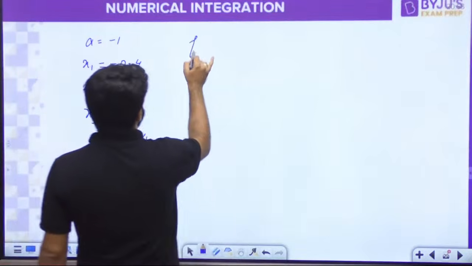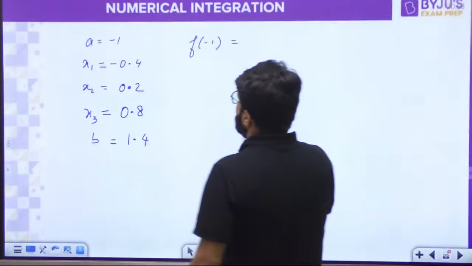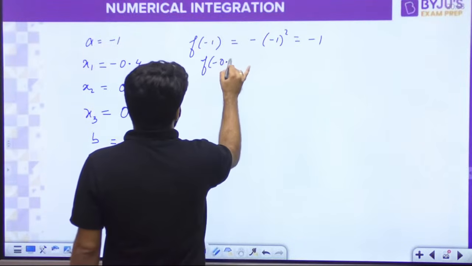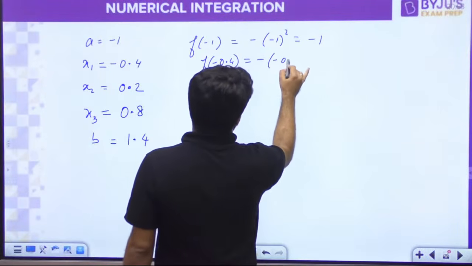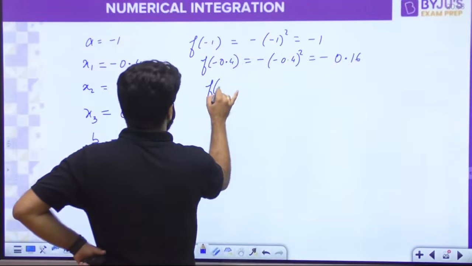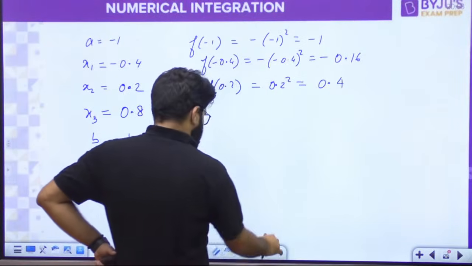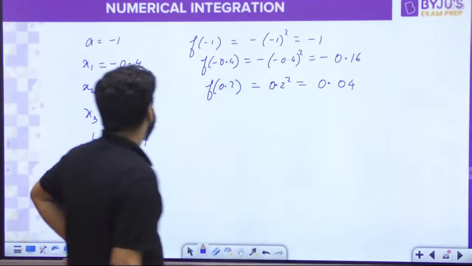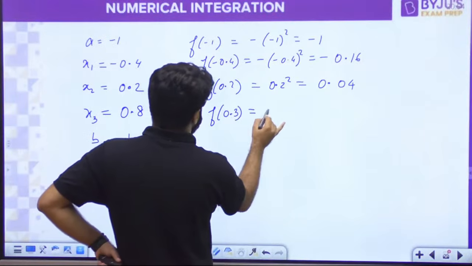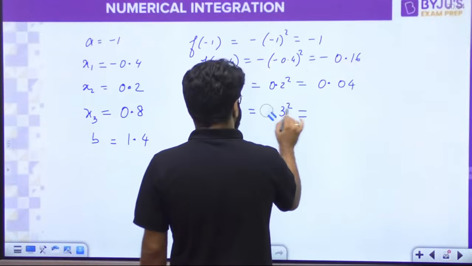Right? What is the value of the function now? F of -1. Now whenever x is negative, use minus x square. Negative है तो minus of x square, -1. F of -0.4, minus of x square, so minus of 0.16. F of 0.2, ये positive है, so this will be x square. 0.2 का square 0.04, ठीक है? Then what is the value of f 0.3? Positive है तो directly x square. Okay, 0.8 it is, not 0.3.